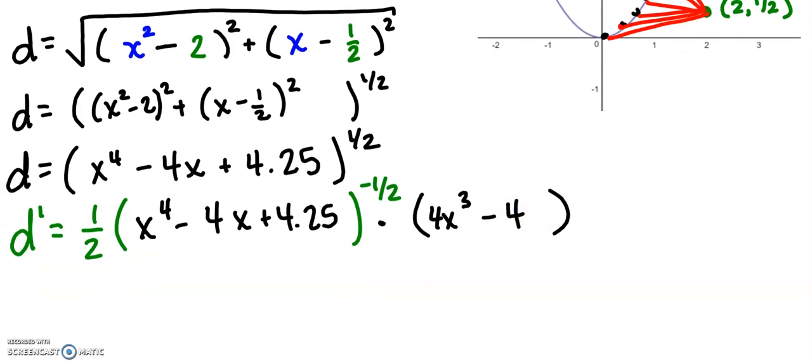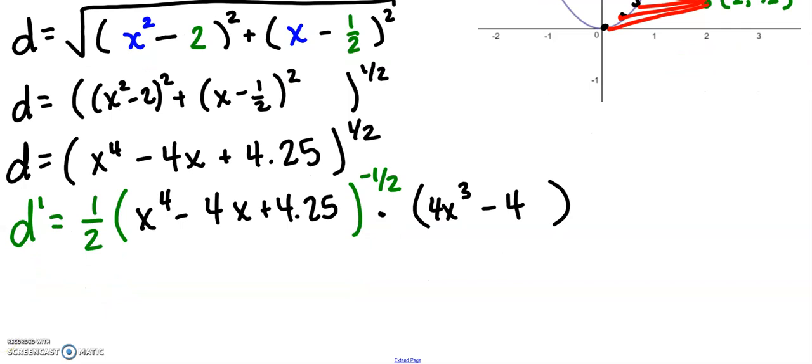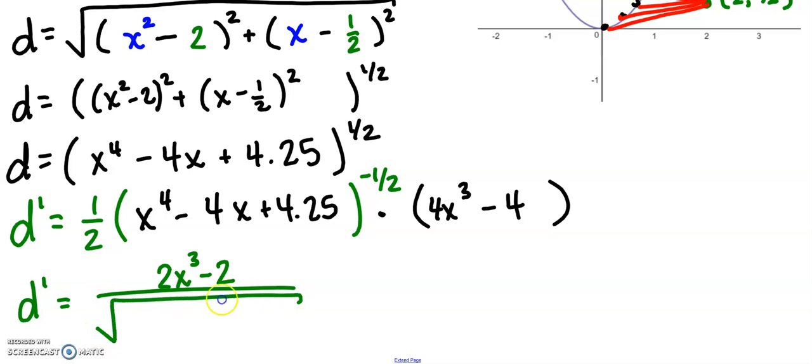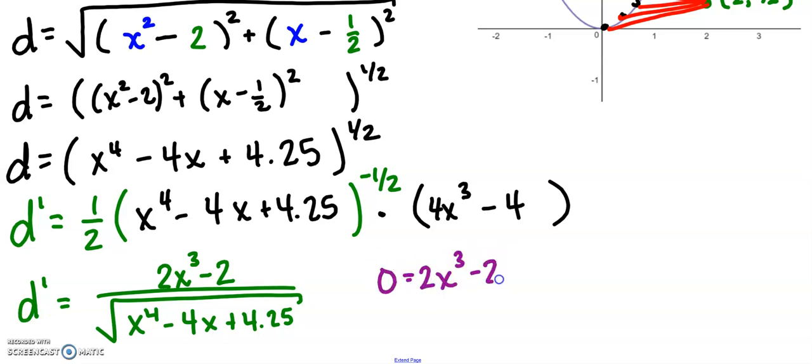All right, well, rewriting this so I can figure out where this derivative is equal to 0 or where this derivative is undefined. Here's my d prime. So 1/2 times these 4's end up with 2. So 2x to the 3rd minus 2 in the numerator. In the denominator, we get the square root of x to the 4th minus 4x plus 4.25. So I'm going to set this derivative equal to 0, which remember our shortcut is that we take the numerator equal to 0. So this will be x equals 1.